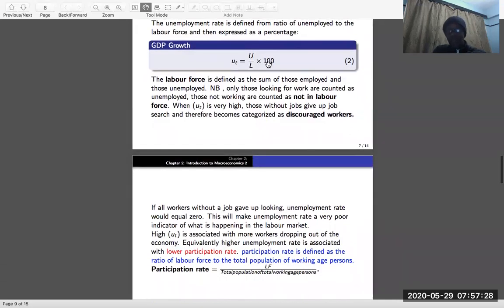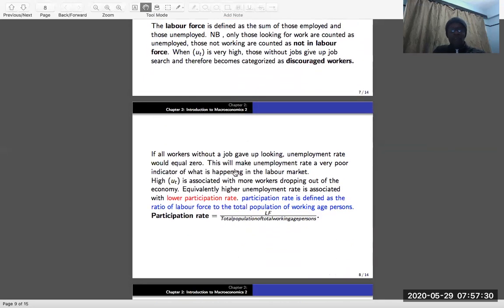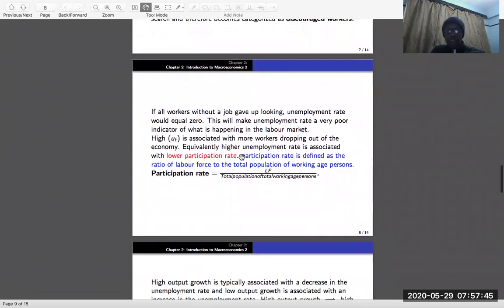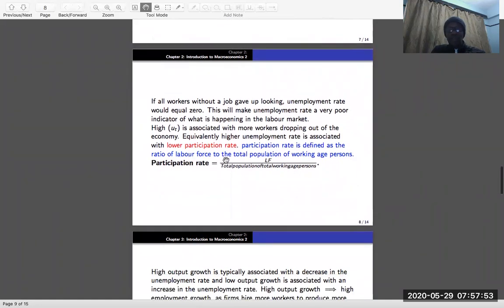Later, we will discuss this more in chapter 6. If all workers without a job gave up looking, the unemployment rate would equal 0. This will make the unemployment rate a very poor indicator of what is happening in the labor market, right? Higher unemployment is associated with more workers dropping out of the labor force. Equivalently, a higher unemployment rate is associated with a lower participation rate. We will discuss this again later, where the participation rate is defined as the ratio of the labor force to the working age population.